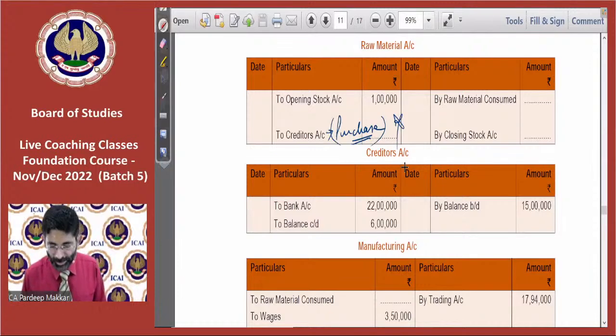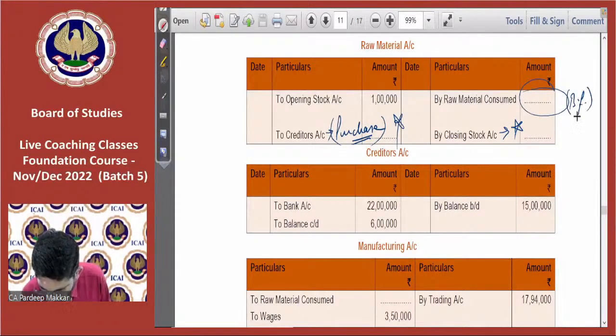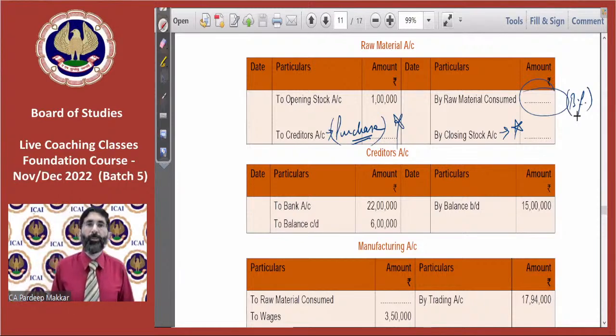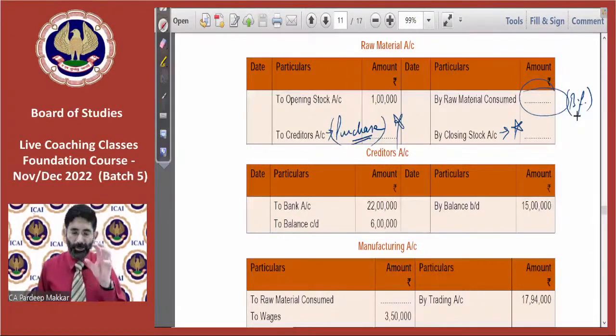If you enter purchases here, you also need closing stock, because if you enter closing stock, automatically raw material consumed will be the balancing figure. Or if other information is there, then if one piece of information is missing, we can calculate it through the balancing figure. Then coming to the creditors account, it is okay. No problem is there.